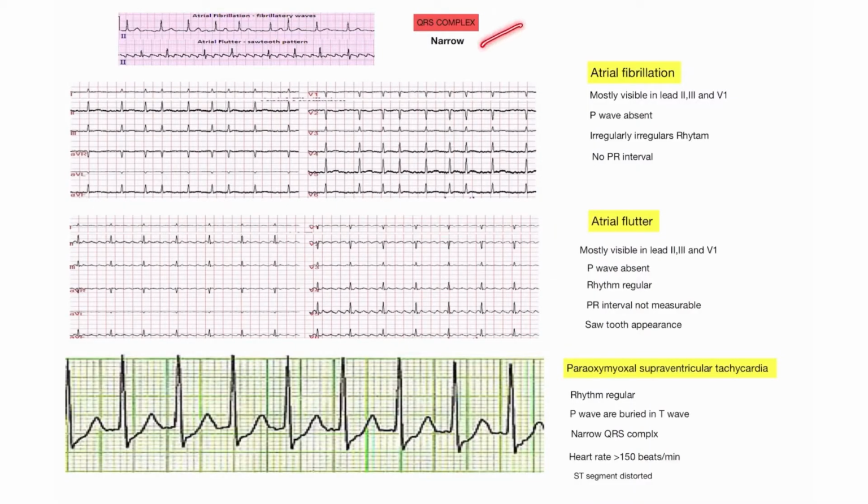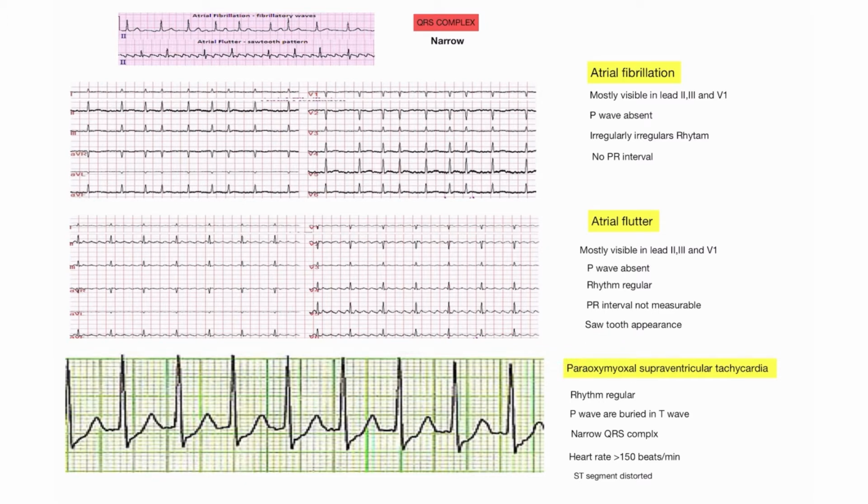QRS complex abnormalities. First of all, I will discuss the narrowing of the QRS complex. After that, I will discuss the broad QRS complex. In the narrow QRS complex, I will discuss atrial fibrillation, atrial flutter, and paroxysmal supraventricular tachycardia.